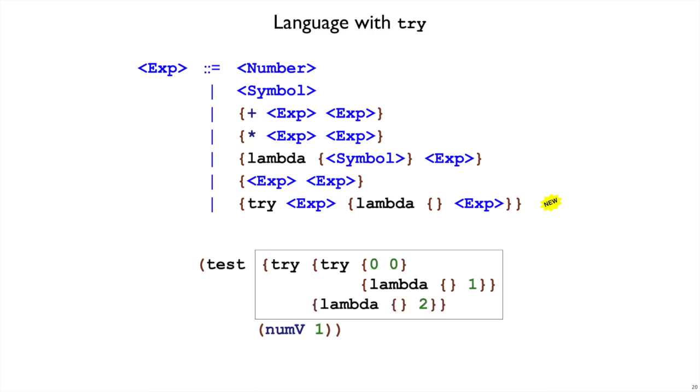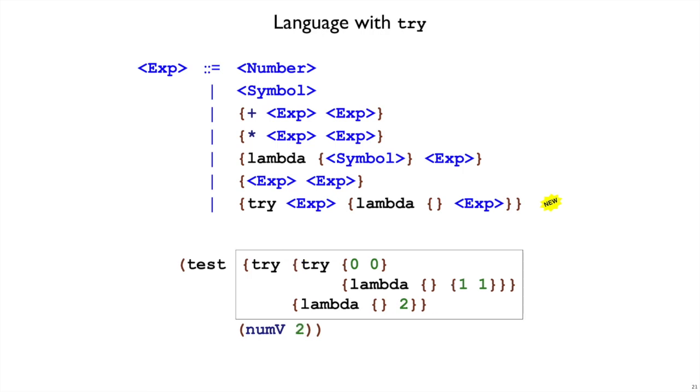Finally, we should support nested tries, just like Plait. So here, 0 applied to 0 triggers an exception, which jumps to the nearest enclosing exception handler to produce 1, and so this outer try succeeds with 1. Whereas if the exception handler raises an exception, then we want to trigger the second exception handler, this outer handler, to return 2.